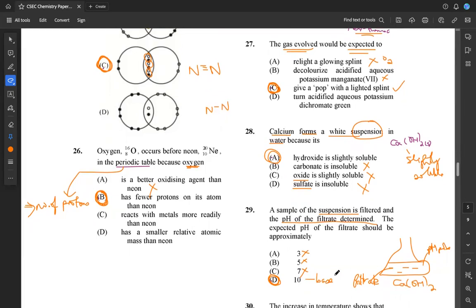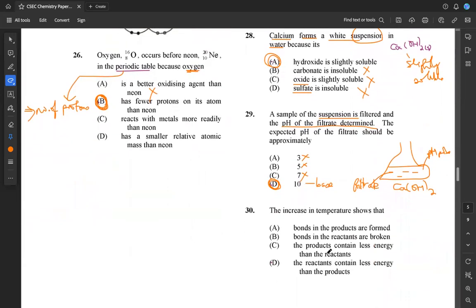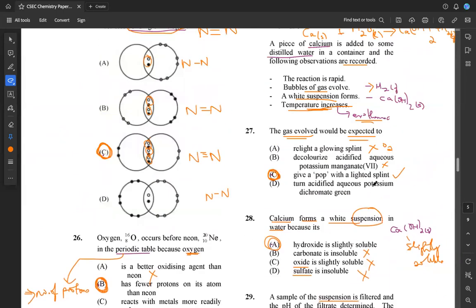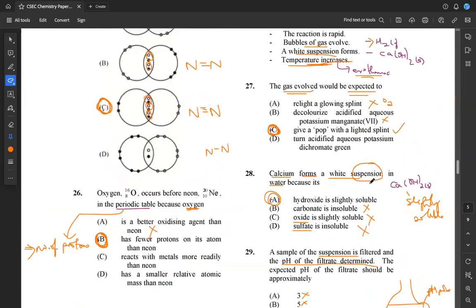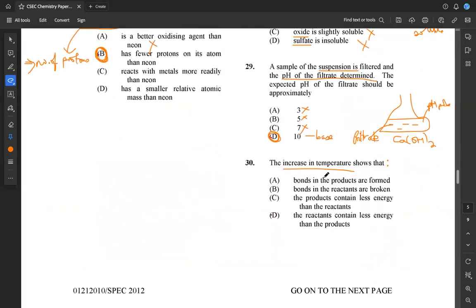All right, so moving down to 30 now. 30 says that the increase in temperature shows that, what does that show? So go back up top. Remember we said that the temperature increased when we had this reaction taking place, and that's correlated to the reaction being an exothermic one. So let's look at our answers here and see if anything matches up with that. If the temperature increases, it would correlate to it being an exothermic reaction.